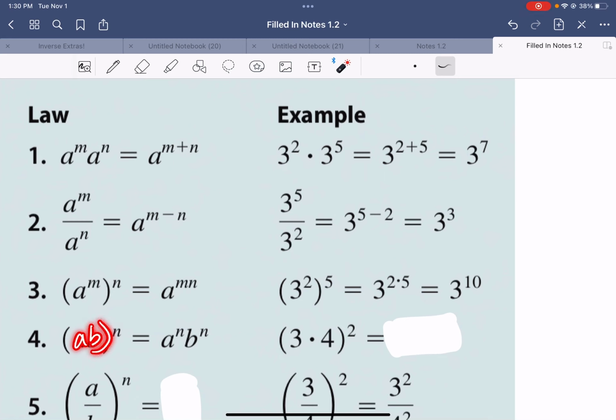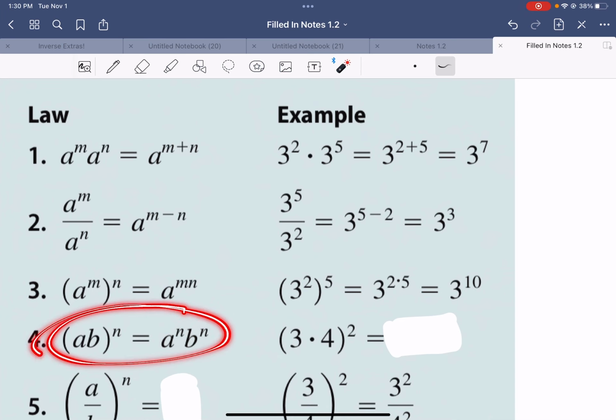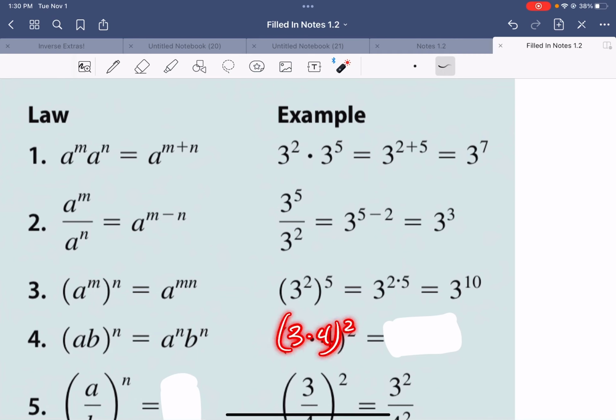If you have a product and then raise to a power, you can either multiply and then raise to the power, or you can raise each of them to the power and then multiply. So what this one is saying really is that order doesn't matter, or that you can kind of distribute the n as a way to think about it. So 3 times 4 squared, you would get 3 squared times 4 squared.